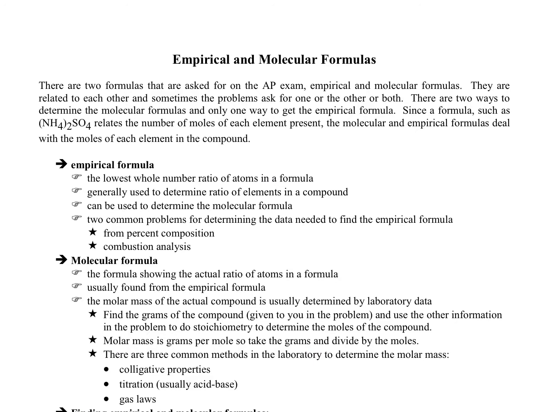So my example for an empirical formula, CH2O. Because this is the lowest whole number ratio of atoms, I can't simplify this anymore. Generally, we use this to determine a ratio of elements. There's a 1 to 2 to 1 ratio here. And this can be used to determine the molecular formula. And in this class, what we'll be using this with is percent composition, what we just looked at, and for combustion analysis, which is where we'll start tomorrow.